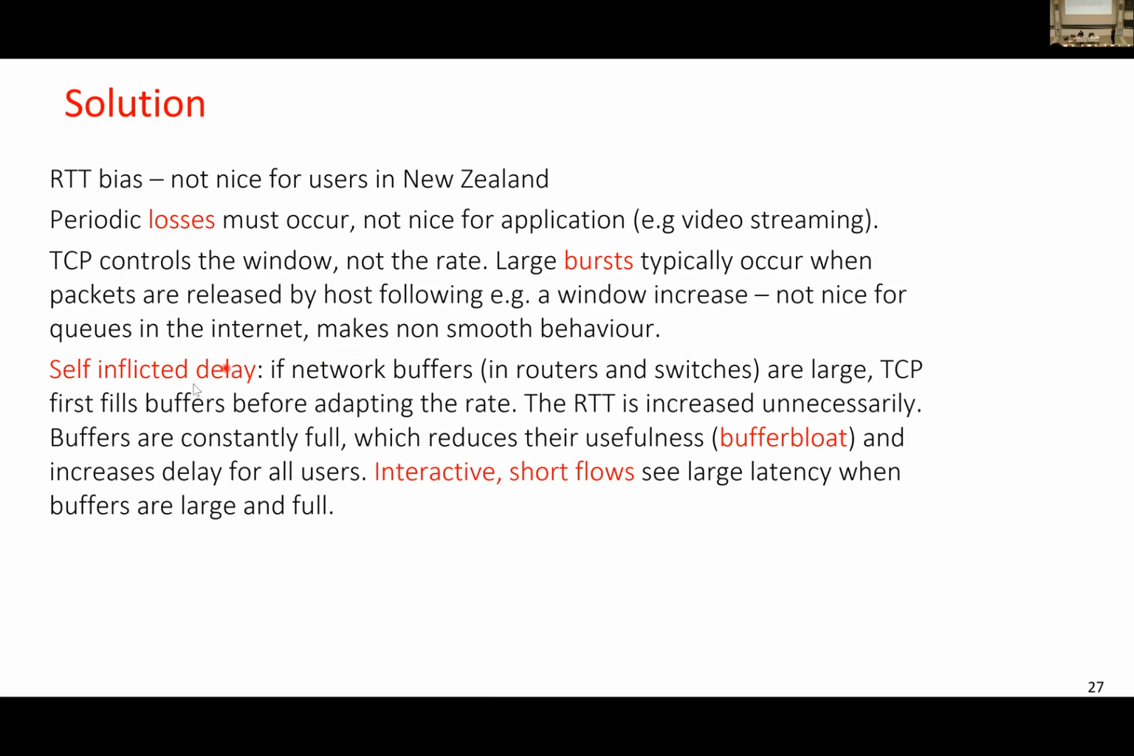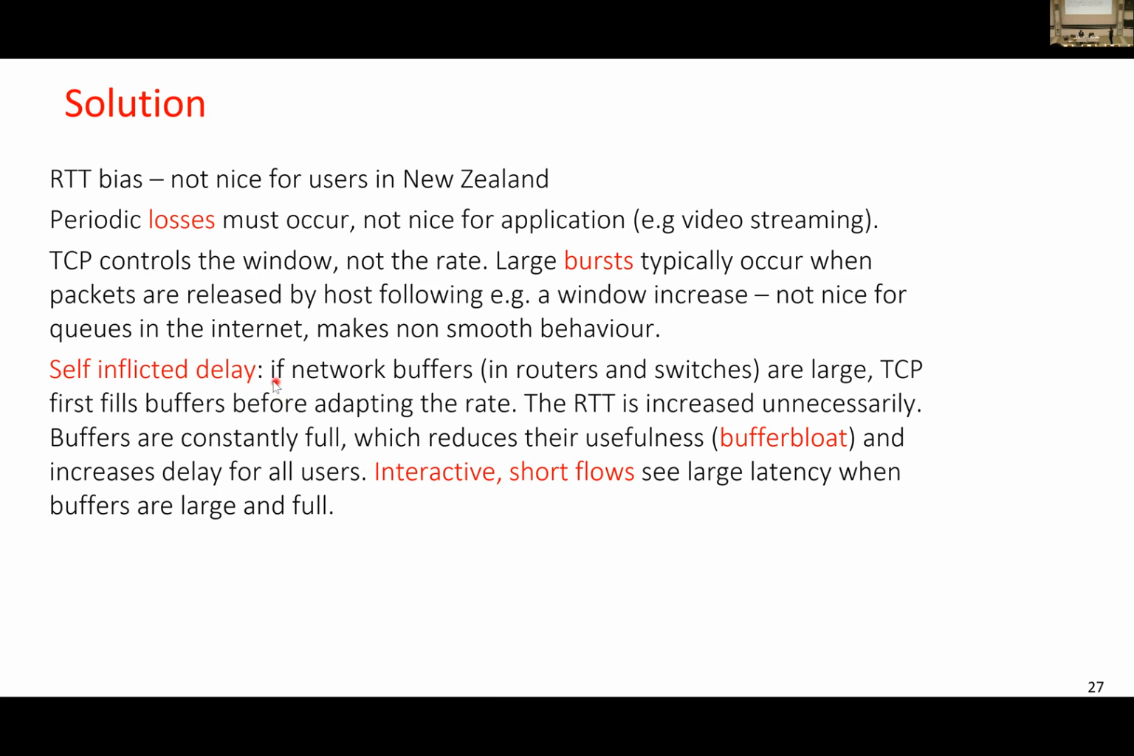Another thing here is what we call self-inflicted delays. If network buffers are large, TCP will fill the buffer before adapting the rate. In all these examples, we pretended the RTT was constant and given by the number of hops and the technology. But in reality, the RTT depends on the queuing in the buffers. If there are a lot of packets in a buffer, then the queuing becomes larger and there is a large delay.